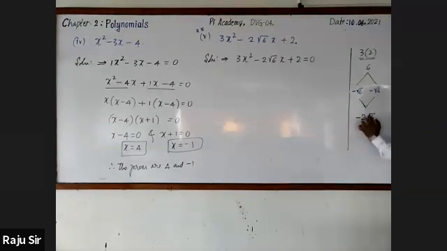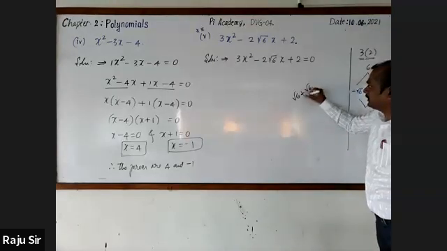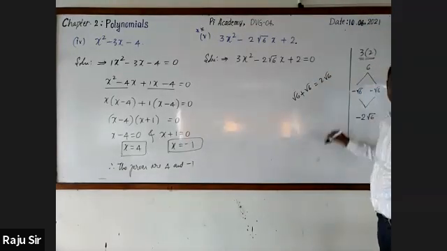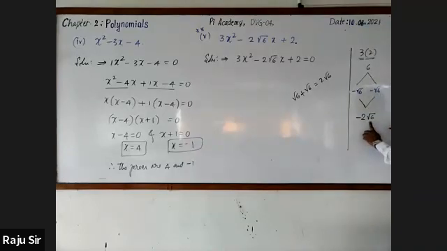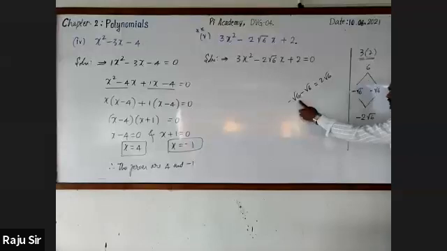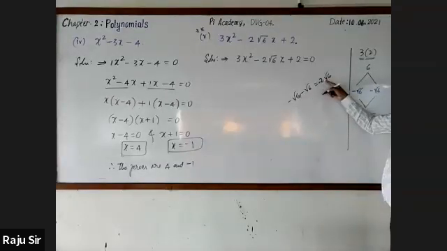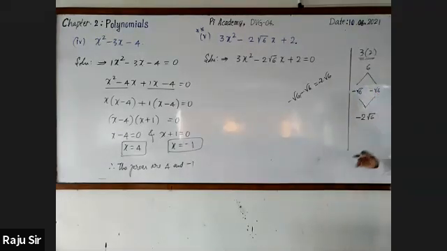Here, root 6 and root 6. When you multiply these two, you will get 6 only. When you add them, root 6 plus root 6 gives us 2 root 6. We want minus 2 into root 6. That is why I'll take minus root 6 minus root 6. It will be minus 2 root 6. Hence we have taken the factors.